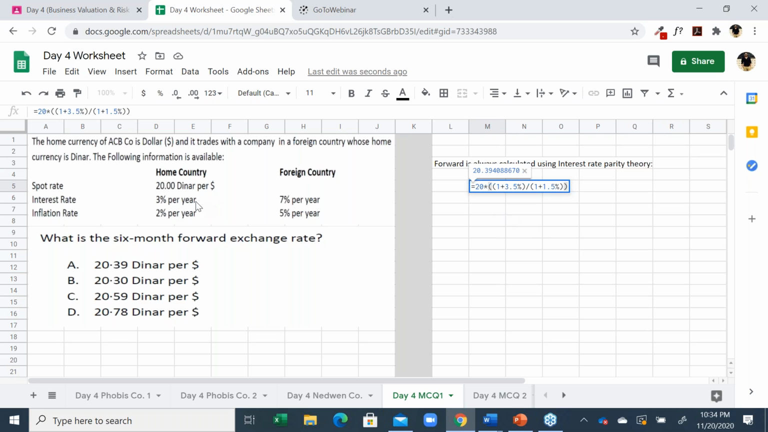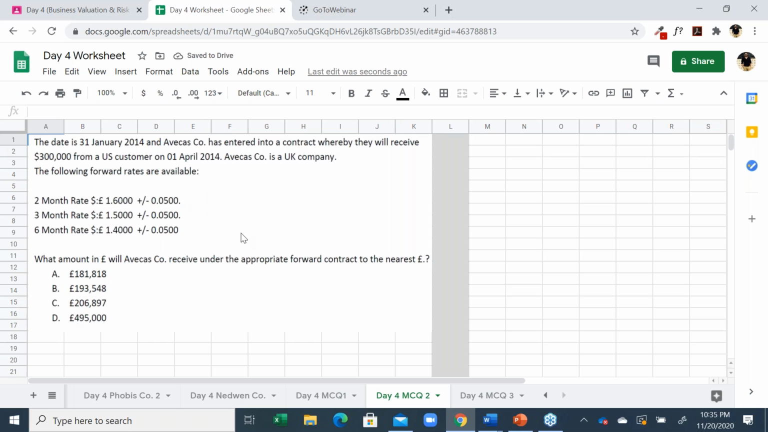So the key point is that the rate in the numerator should be of the same country in which the exchange rate has been quoted. That's the key point. So we have got the forward rate. Okay, let's solve another question. Solve this one as well.